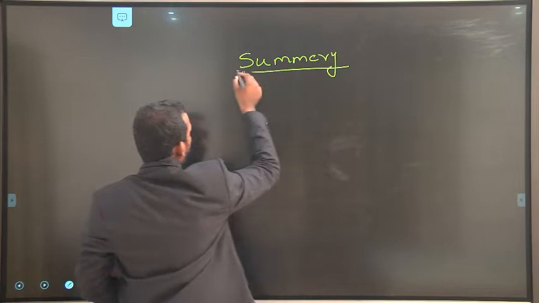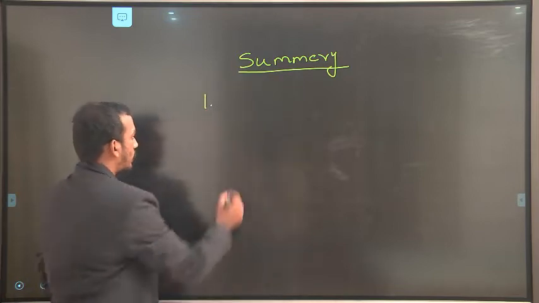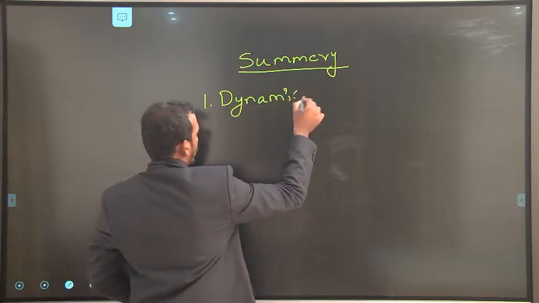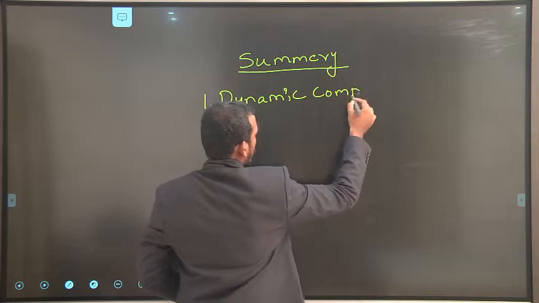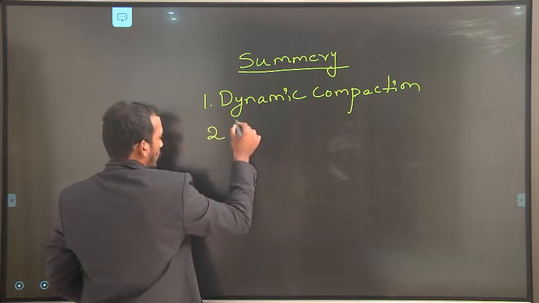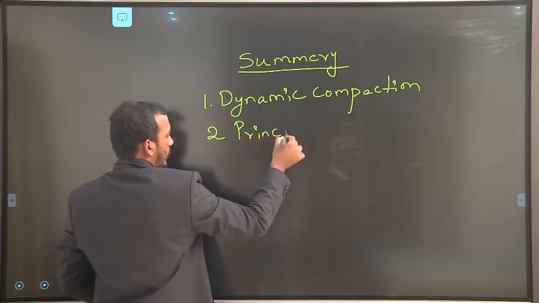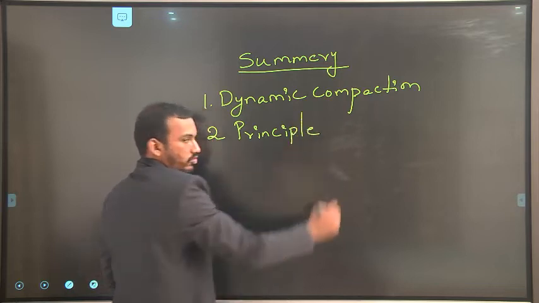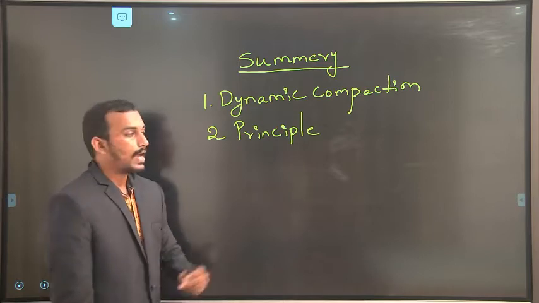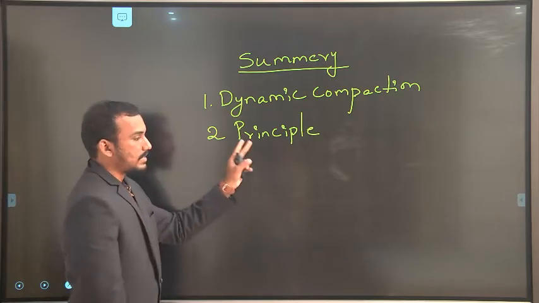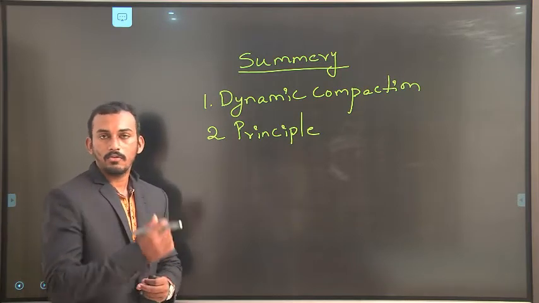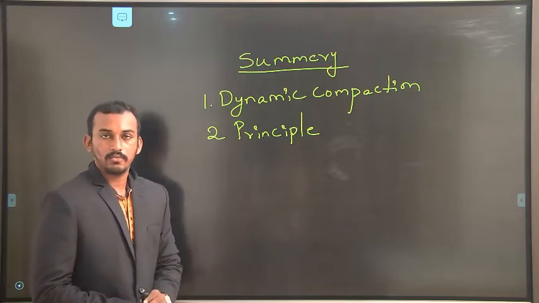Summary. So what have we learned today? The first one is, we have learned the second method of in situ densification of granular soils, that is dynamic compaction. What is dynamic compaction and what is its principle? The principle is different in cohesionless soils and cohesive soils. In cohesionless soils, dynamic compaction creates a liquefaction condition. As a result, the soil gets settled. Whereas in cohesive soils, the vibrations increase the pore water pressure, and once the water comes out, the soil can settle very easily.